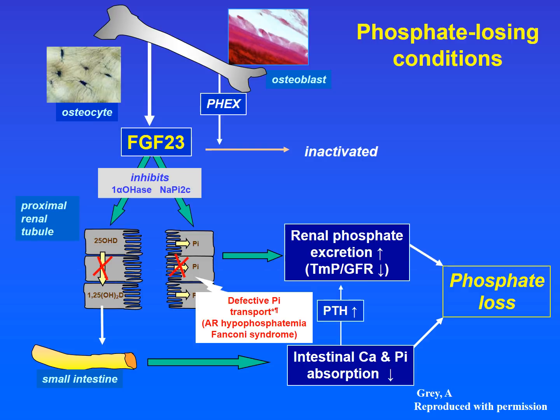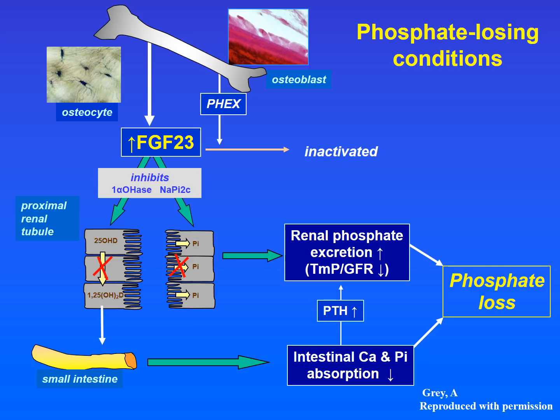FGF23 is in part regulated by proteases, one of which is encoded by a gene called PHEX, which, if mutated, as in X-linked hypophosphatemia, leads to impaired catabolism of FGF23, elevated levels, and hypophosphatemia through the mechanisms we've just discussed.